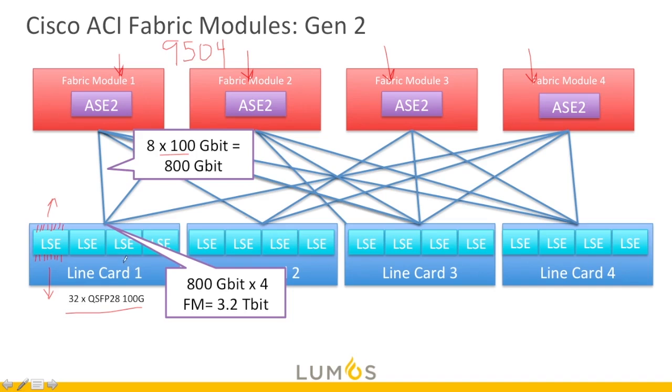And then every line card has 4 of these LSEs. The fabric modules will have 1, 2, or 4 ASE2s, depending on whether it's the 9504, which has 1, the 9508, which has 2, and the 9516, which has 4.